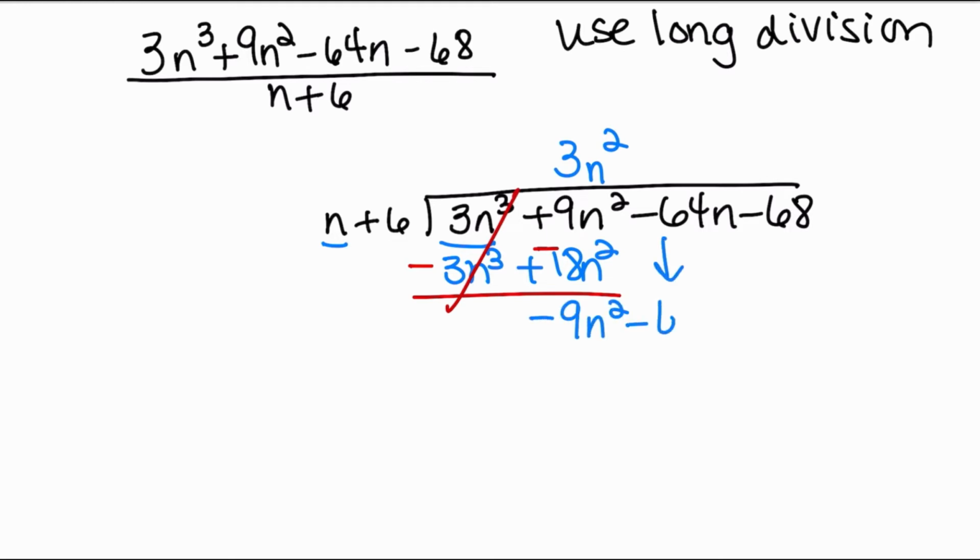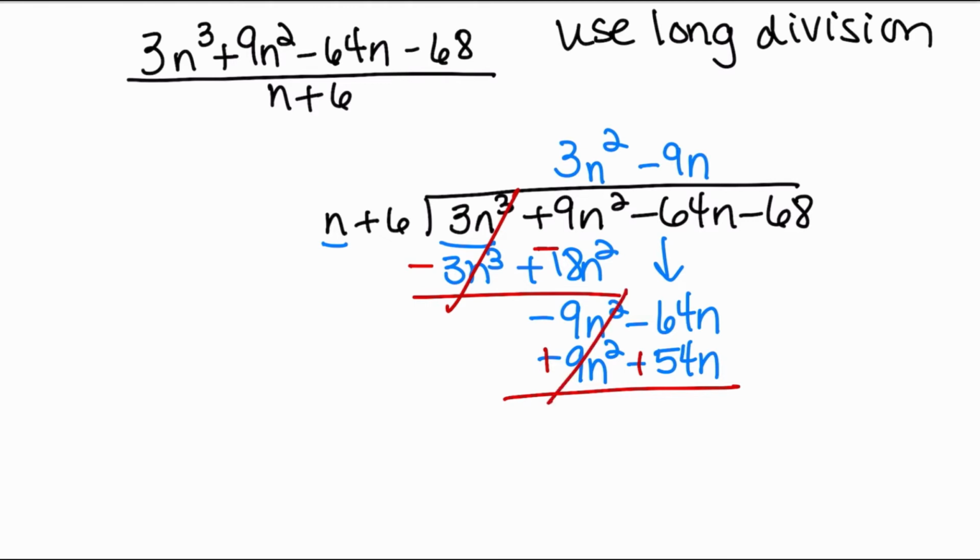Bring down negative 64n. N times what is negative 9n squared? Negative 9n. Multiply. Negative 9n times n, negative 9n squared. Negative 9n times 6, negative 54n. Draw a line, change the signs, cancel. Negative 64 plus 54 is negative 10n. Bring down the negative 68.